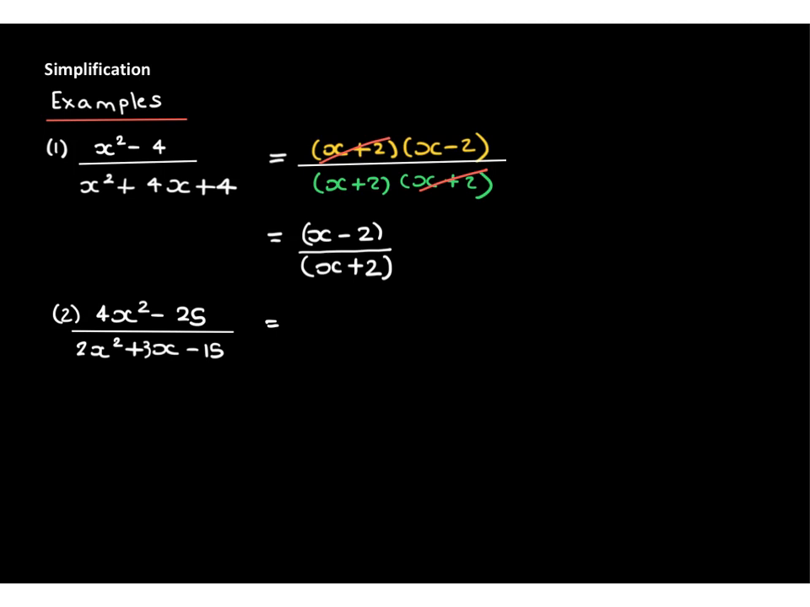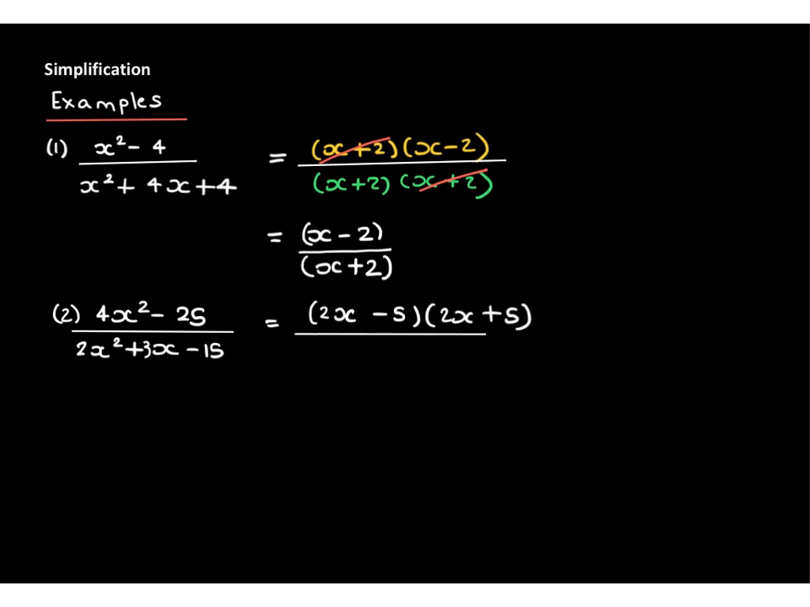So let's have a look at a second example. You can either try this yourself and then check the answer by pausing the video, or work through it as we look at it together. So we're going to factorise the numerator first. It's another difference of two squares. Always look out for these. 2x minus 5 multiplied by 2x plus 5.